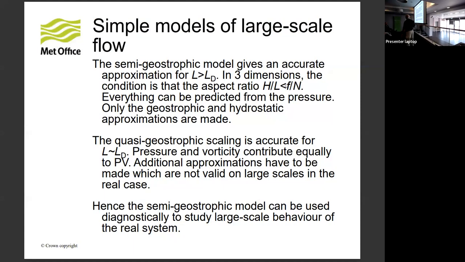Right, okay. Now I'm going to switch to 3-dimensional models and end up with diagnostics in the 3-dimensional simple model. I'm going to concentrate on the semi-geostrophic model, and I'll mention how it is different from the quasi-geostrophic model. In 3 dimensions, the approximation turns into a condition that the aspect ratio has to be less than f over N, where f is the Coriolis parameter and N is the Brunt-Väisälä frequency. That means it can be accurate for shallow disturbances, even quite near the equator.